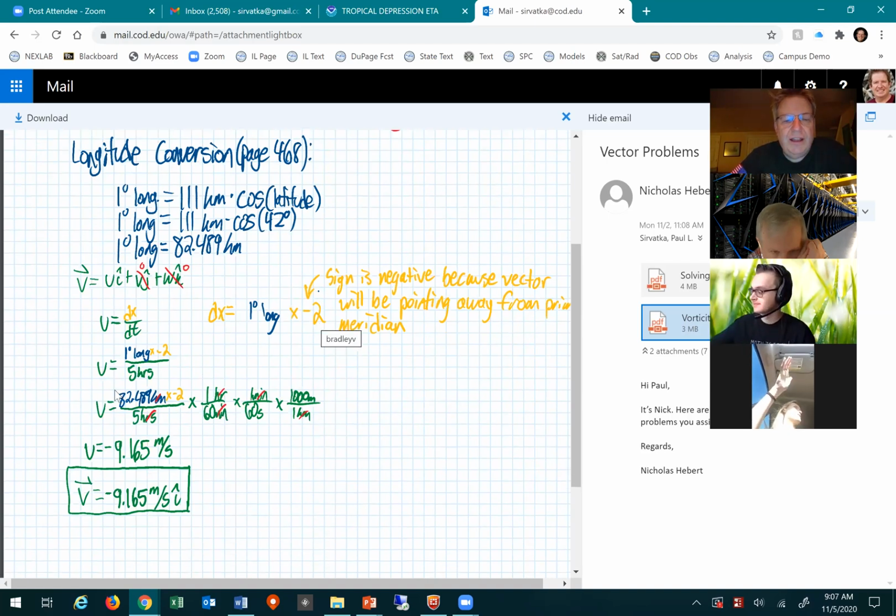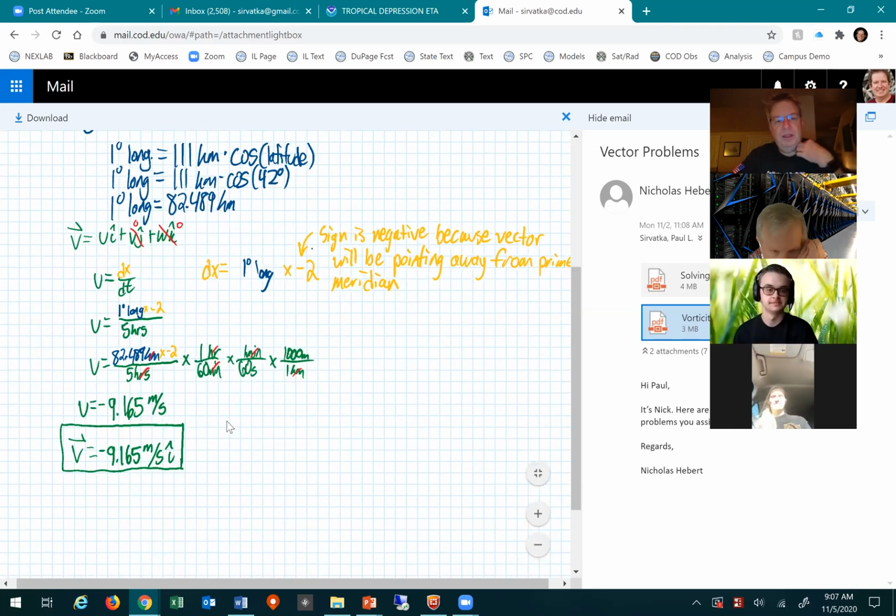The way you figure that, it's just multiplying by 1. 1 hour over 60 minutes is 1, 1 minute over 60 seconds is 1, 1,000 meters over 1 kilometer is 1. The kilometers end up canceling. So I like this perception of how to cancel units. I like that you're using different colors. Nick, these are good things that will serve you right. Then you simply multiply it out and get negative 9.165 meters per second. Is that what you got, Jim, or did you get 9.18?